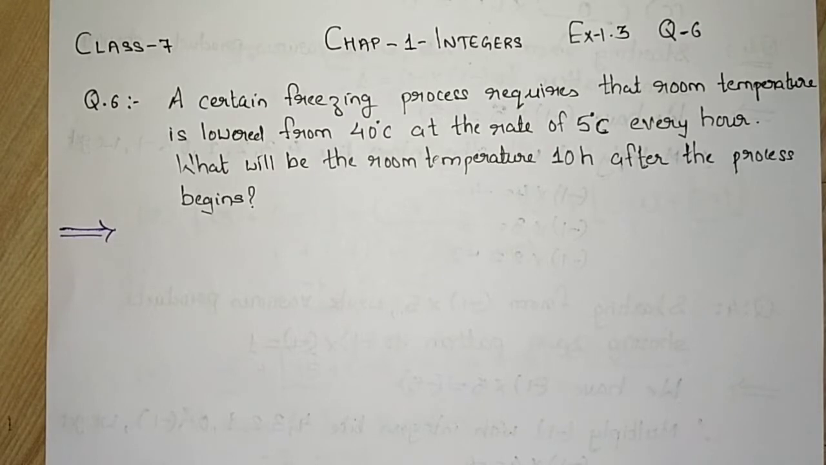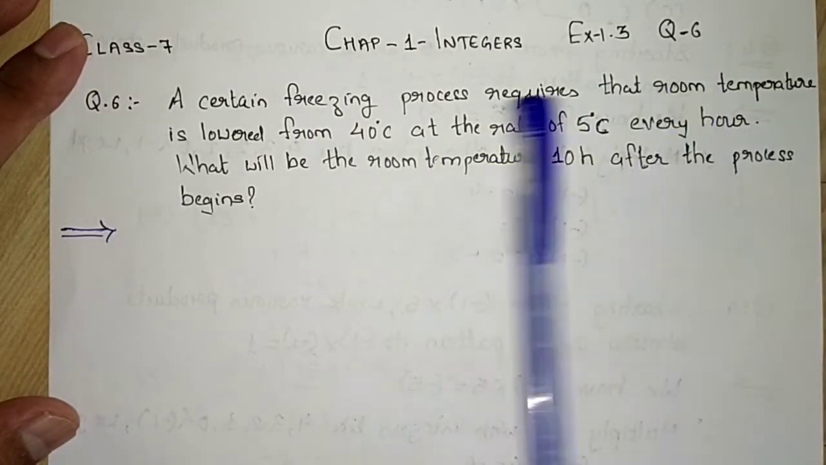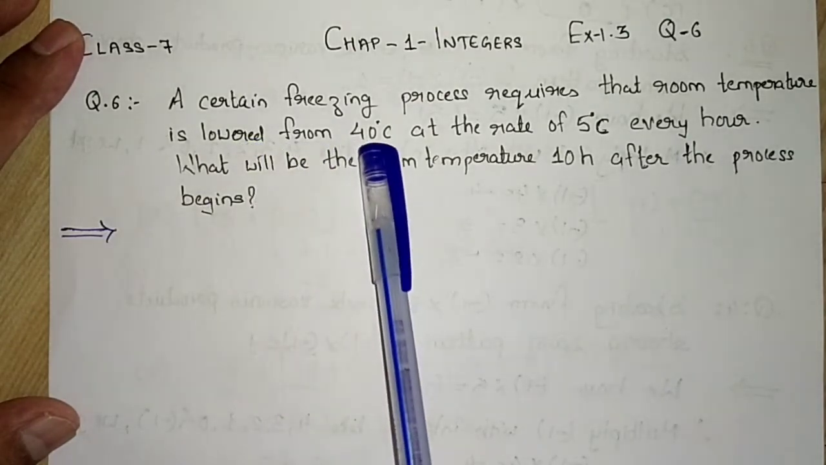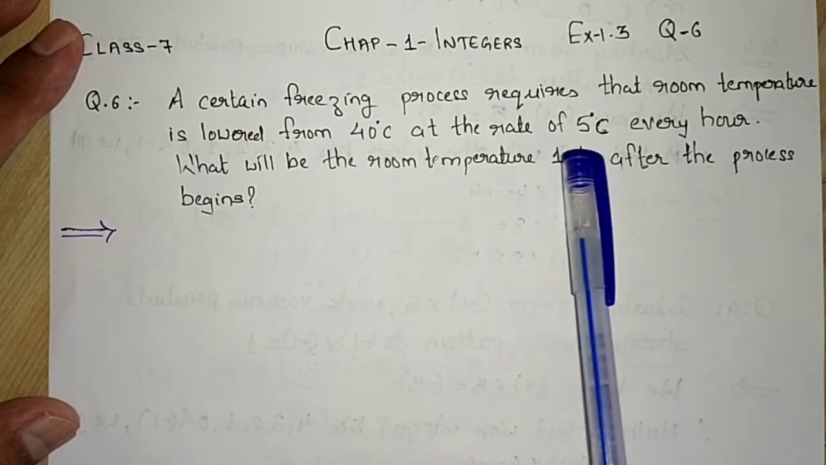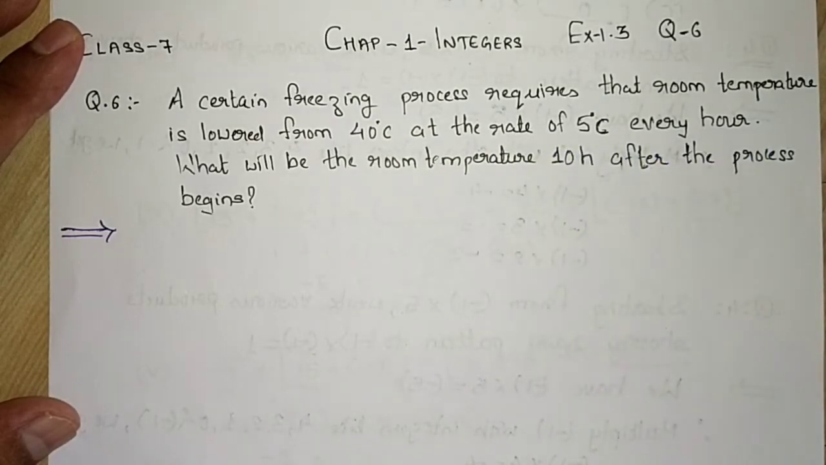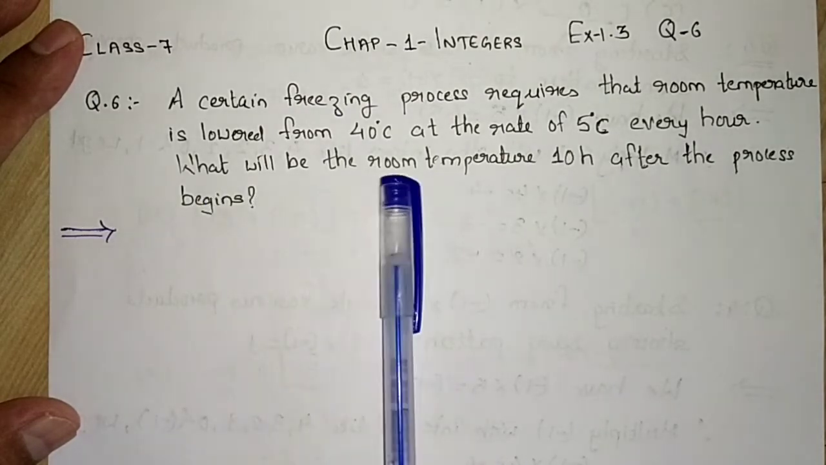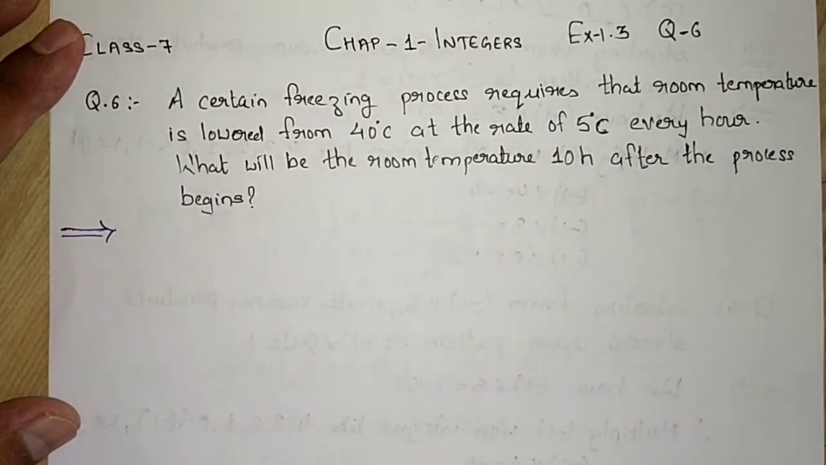Today we are going to solve question number 6 of chapter 1 integers. Question number 6 says a certain freezing process requires that the room temperature is lowered from 40 degrees Celsius at the rate of 5 degrees Celsius every hour. What will be the room temperature 10 hours after the process begins?